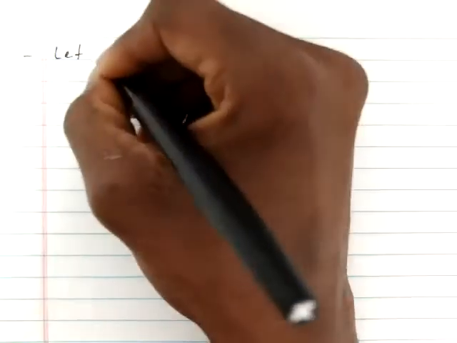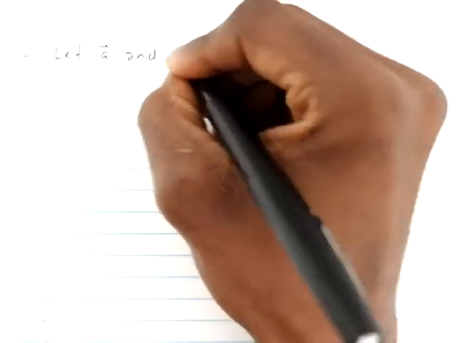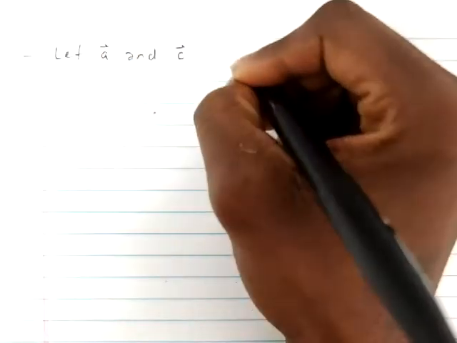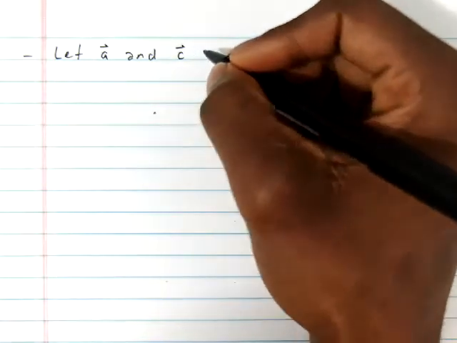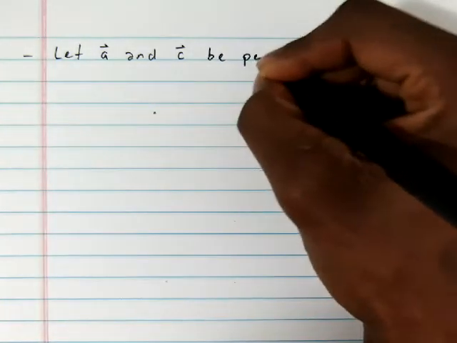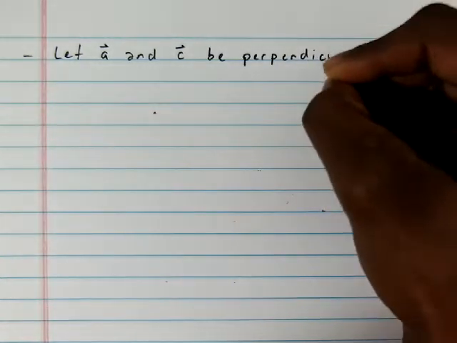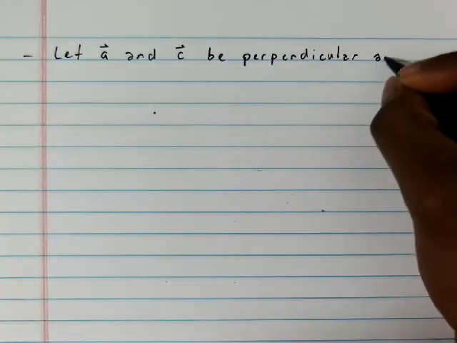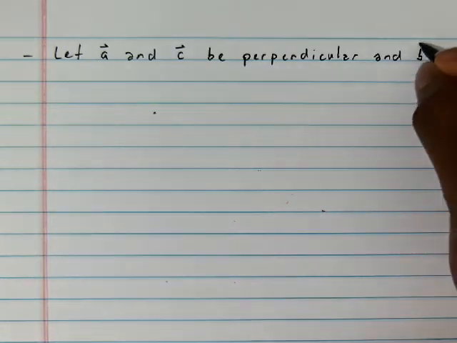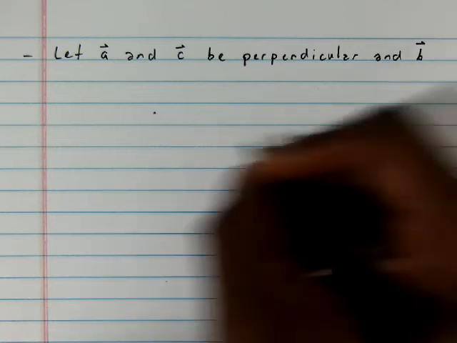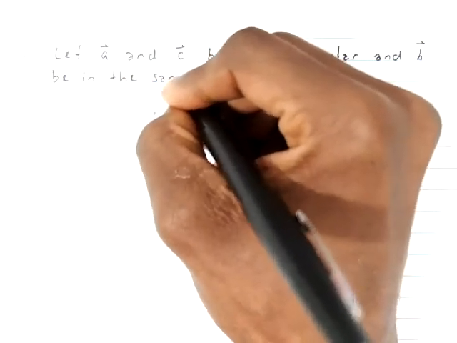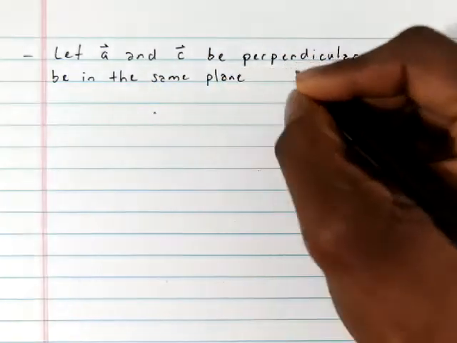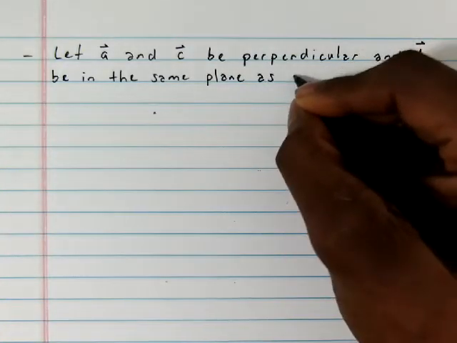So let vectors a and c be perpendicular, and let the vector b be in the same plane as a and c. Your textbook doesn't use c, it uses a prime, but I don't want to confuse our a and a prime, so I'm just going to use c.